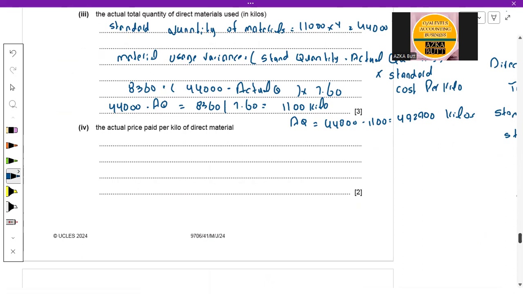You can go and check the insert. Standard cost of direct material per kilo is 7.60. Budget production is equal to 11,000. Standard quantity of material per unit is 4 kilos per unit. First of all, we are going to calculate the standard quantity of materials. The standard quantity of material is the quantity that should have been used for producing 11,000 units based on the standard rate of 4 kilos per unit.